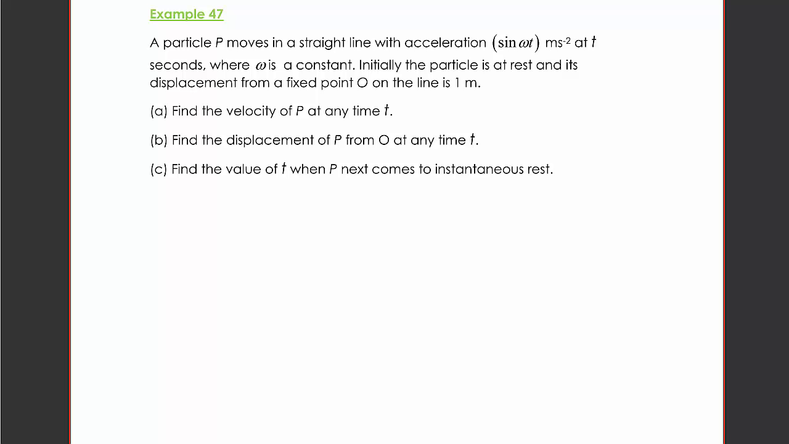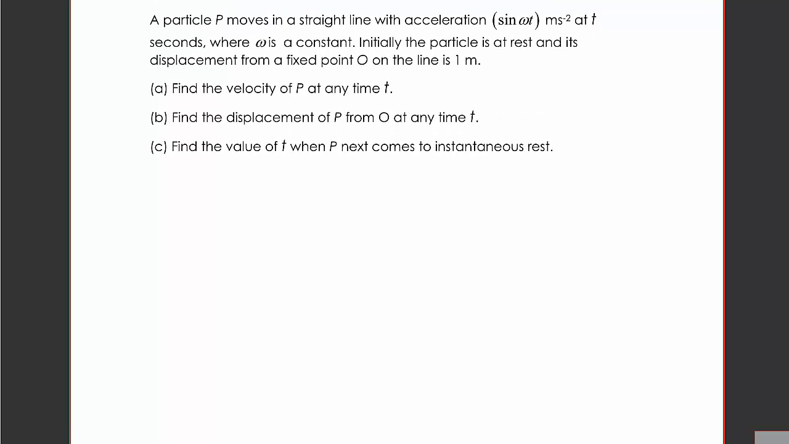Particle P moves in a straight line with an acceleration sin(ωt) meters per second squared at t seconds, where ω is a constant. Initially the particle is at rest, so v equals 0 when t equals 0, and at a fixed point O on the line, displacement from a fixed point O, so x is equal to 1 when t equals 0. So those conditions are useful.